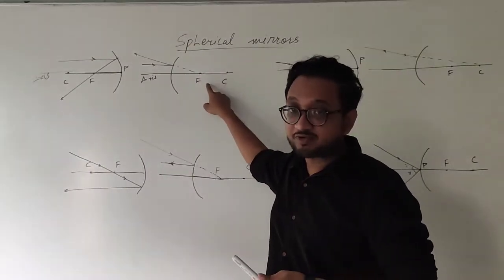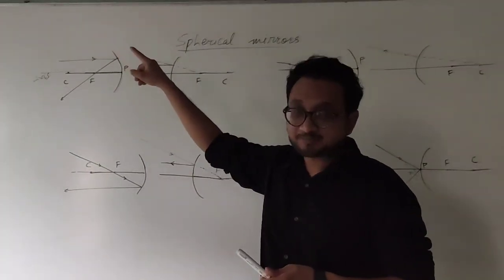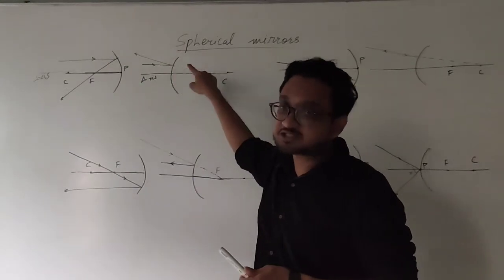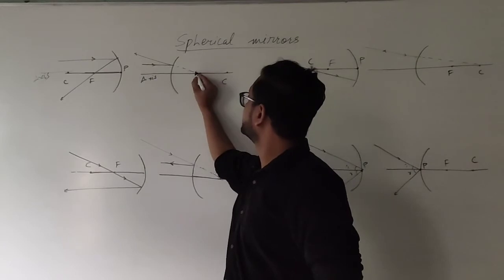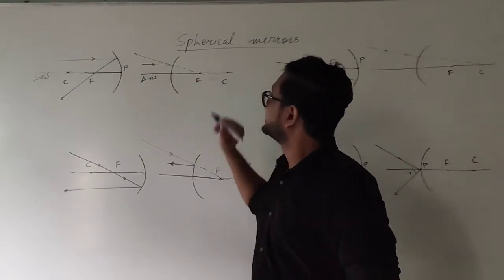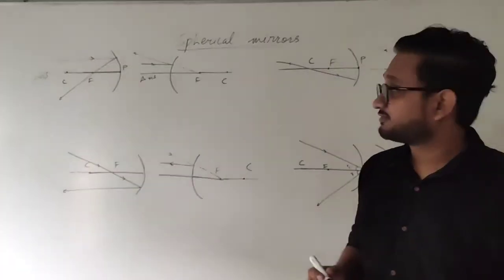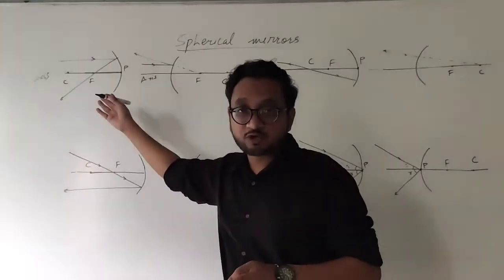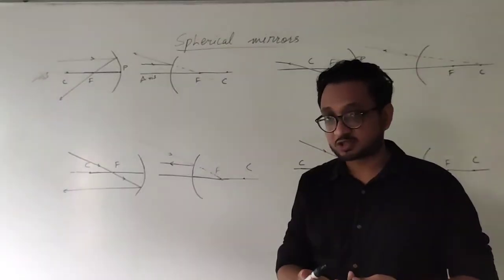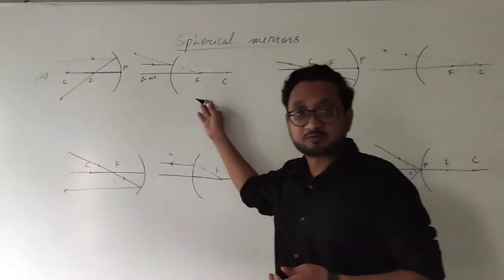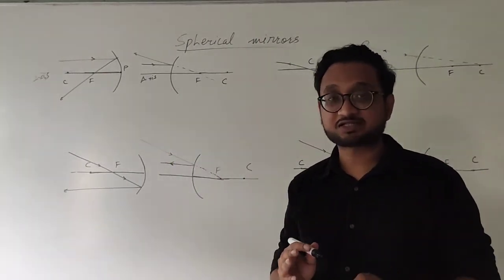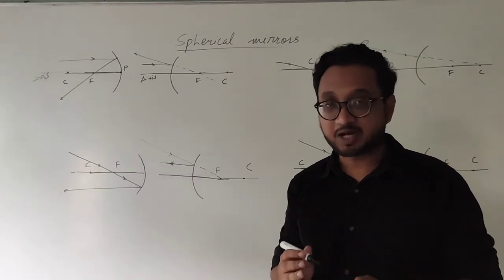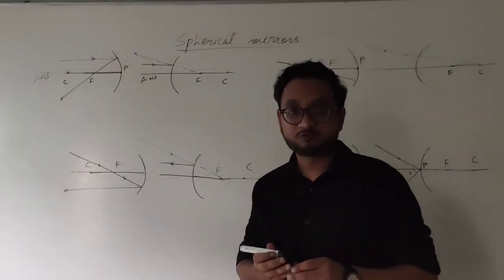Now because this is a convex mirror, it is going to diverge. But when we extend the diverged ray of light, it will pass through focus, just as you can see over here. Okay, like this. In both the cases, whether it is actually passing through focus or it is seeming to pass through focus, in the same way, first case and second case, they both are similar. In both the cases, ultimately, if the ray of light is parallel, it will pass through focus.